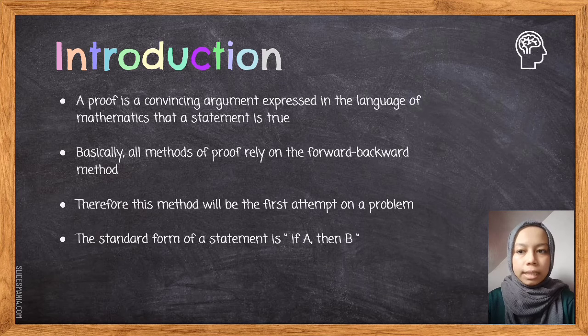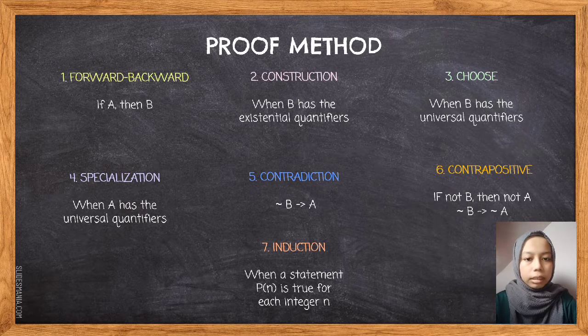A proof is a convincing argument, expressed in the language of mathematics, that a statement is true. Basically, all methods of proof rely on the forward-backward method. Therefore, this method will be the first attempt on the problem. The standard form of a statement is: if A, then B. There are 7 proof methods, for example: forward, backward, construction, choose, specialization, contradiction, contrapositive, and induction.